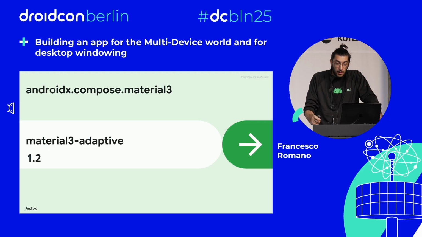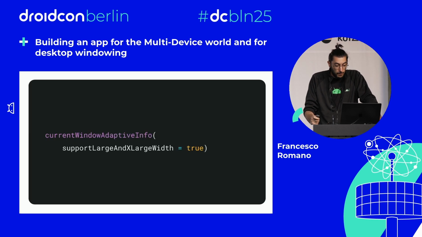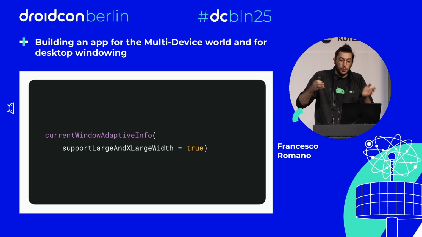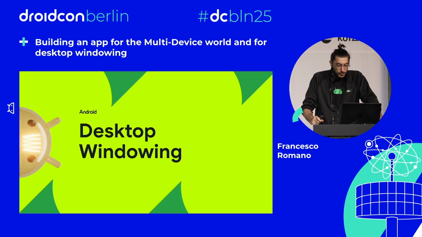If you're using the Material 3 adaptive library, the new breakpoints are already included, starting from version 1.2. You only need to opt in by declaring that you want to use the new breakpoints. Otherwise, it will still use just the compact, medium, and expanded window size classes. Okay, now let's head to the core part of the talk and see how to build desktop-level Android apps.